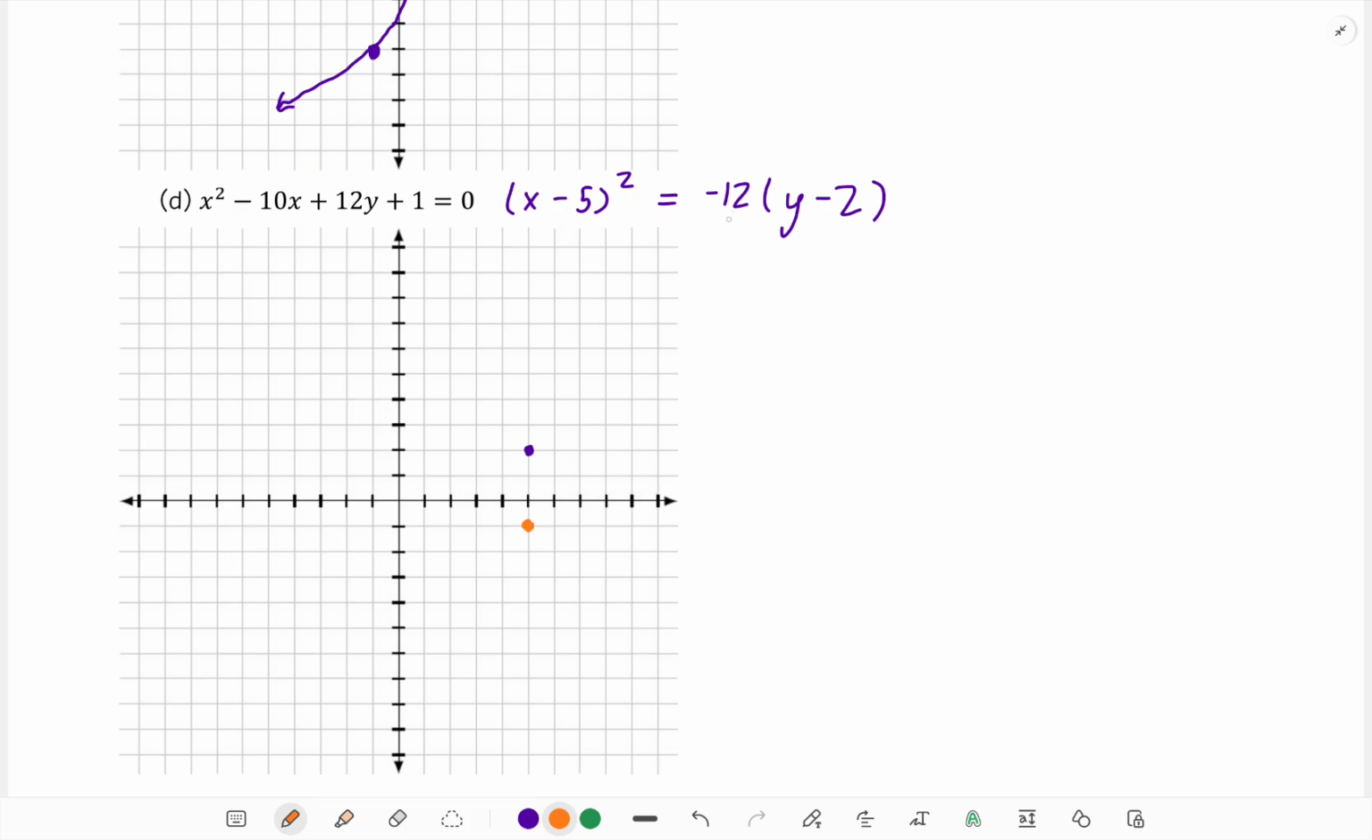And then the 12, remember, gives us our focal diameter. So that means I need to go 6 to the left and 6 to the right. Well, I'm only going to get 6 to the left this time, because 6 to the right, I guess it would be about right there, right off the graph. So that's how we graph it.